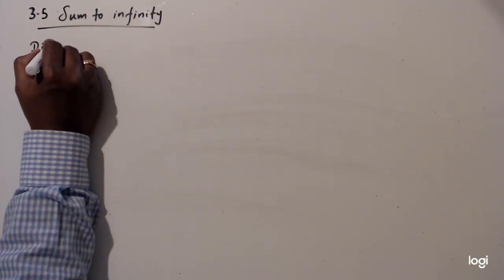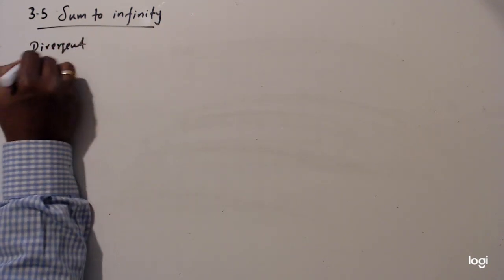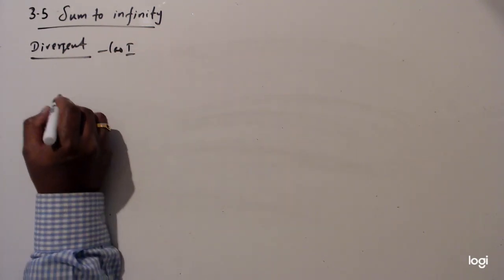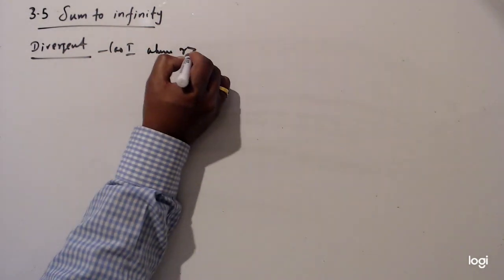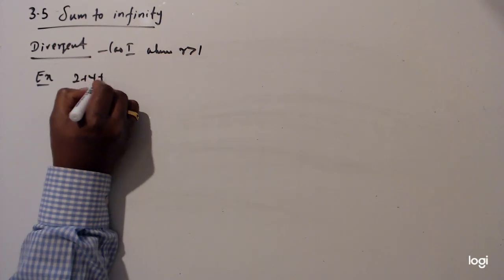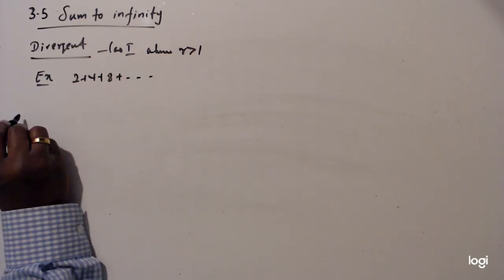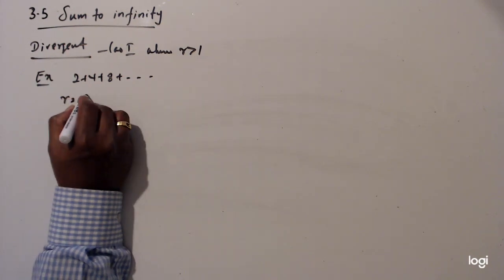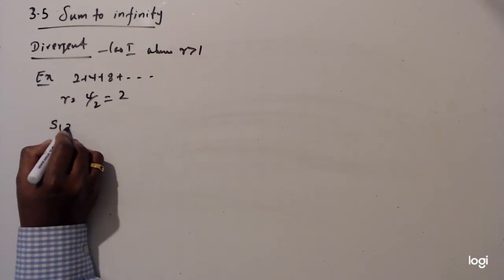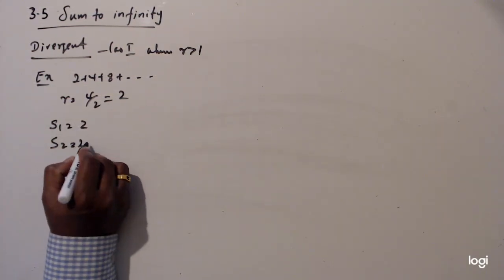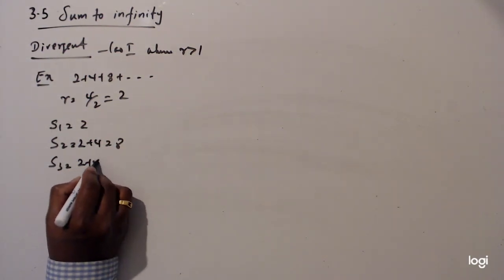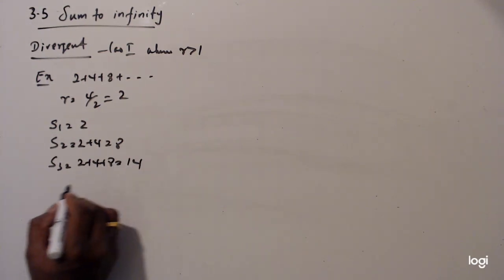Let's consider divergent. Case one, when r is greater than 1. Example: 2 plus 4 plus 8 plus and so on. When you look at it, r is 4 divided by 2, equal to 2. Now S1 is 2, S2 is 2 plus 4, which is 6, and S3 is 2 plus 4 plus 8, that is 14.